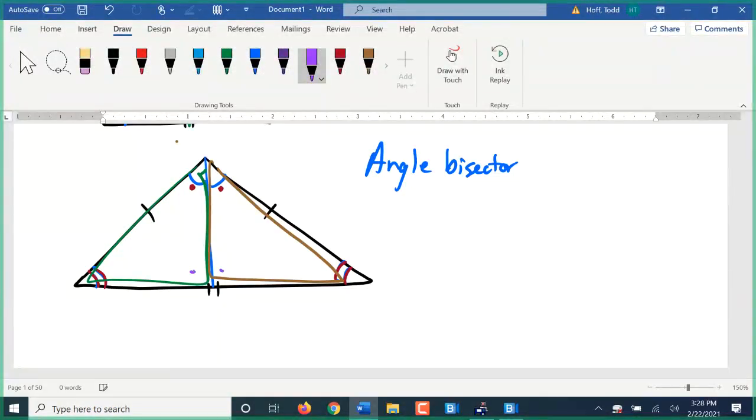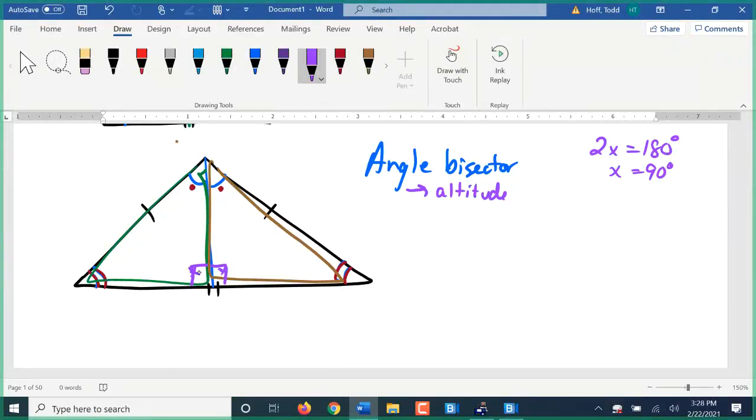Well, those two angles are the same, but they add up to what? 180. I call them x. It would be 2x equals 180. Well, what's x have to be? 90. Divided by 2, x is 90 degrees. Those are right angles. So that angle bisector is also an altitude.